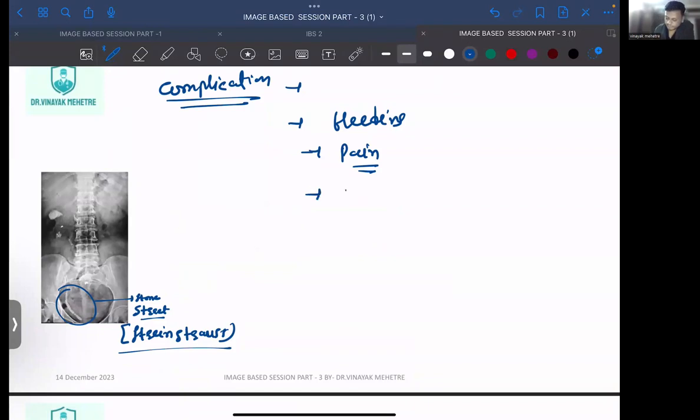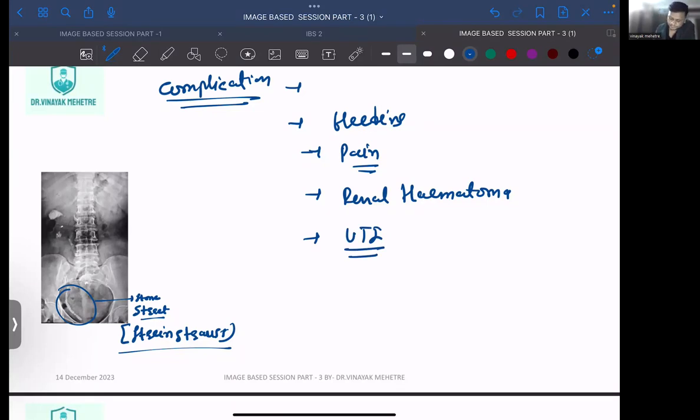This is what we call renal hematoma. What will we call it? Renal hematoma, right? You remove the stone and there is some cell injury to the kidney. Now the patient is presenting with urinary tract infection. So these are some complications which we will see with ESWL.